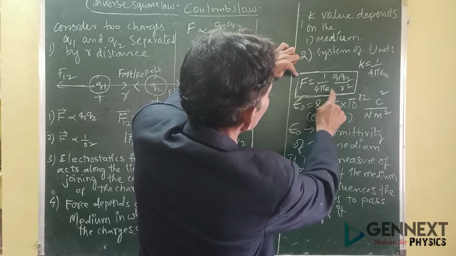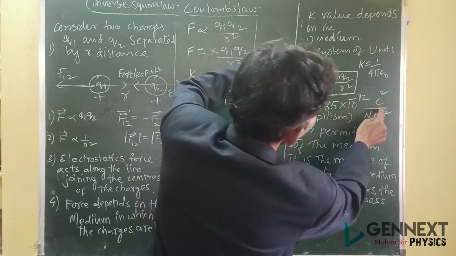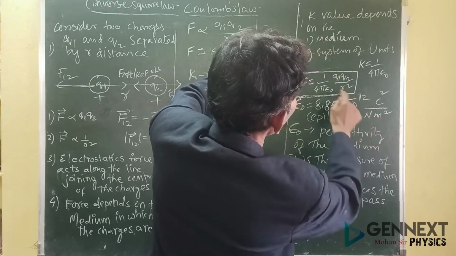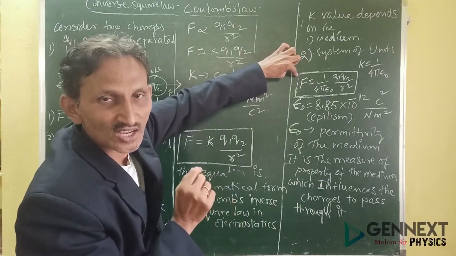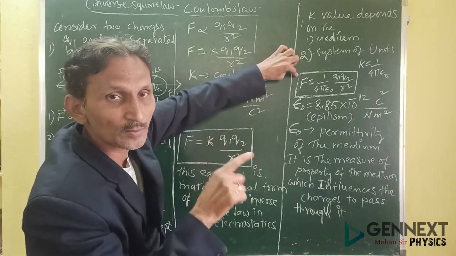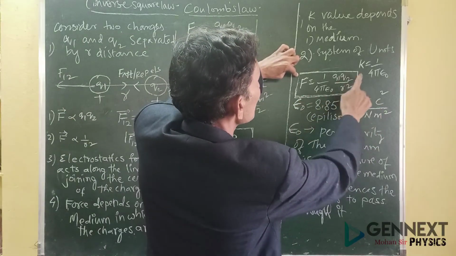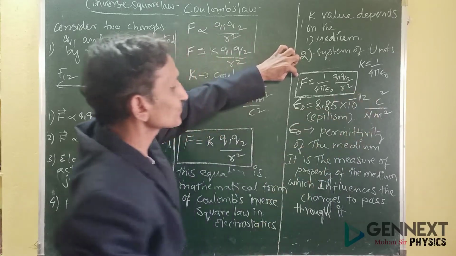Then we have force and distance. Force is measured in Newton and distance is measured in meter square. Newton meter square in the denominator, and charge into charge is Coulomb square. So Coulomb square in the numerator and Newton meter square in the denominator. That is the unit of epsilon naught.